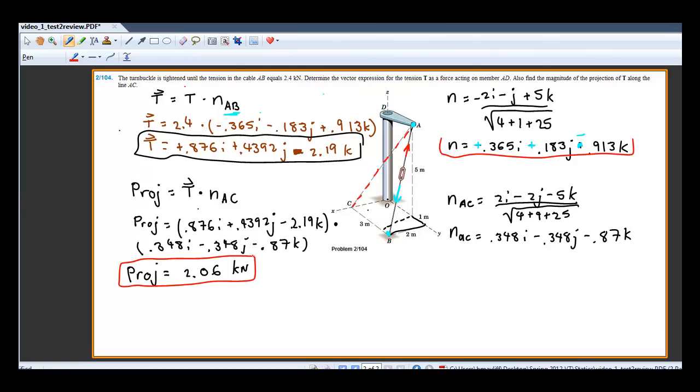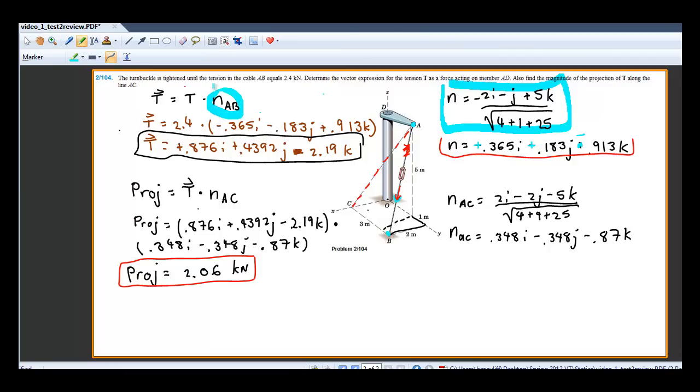Let's quickly review what we just did. We started out with the buckle being tightened, causing a tension that would be going down, like that, and not that, scratch that. Essentially we need to break it down into a vector, which is just i, j, and k. To do that, we multiply it by a unit vector, which I will go over with the highlighter. You have to do the unit vector, which is this, and that comes from over here.